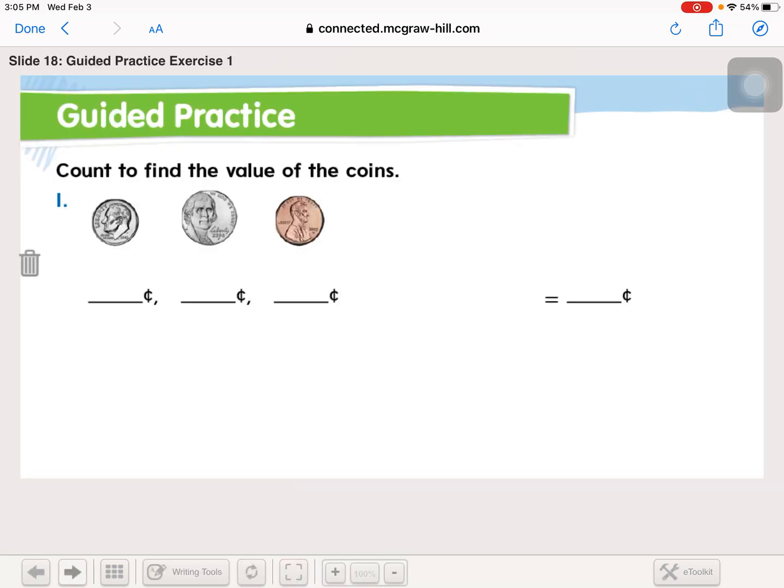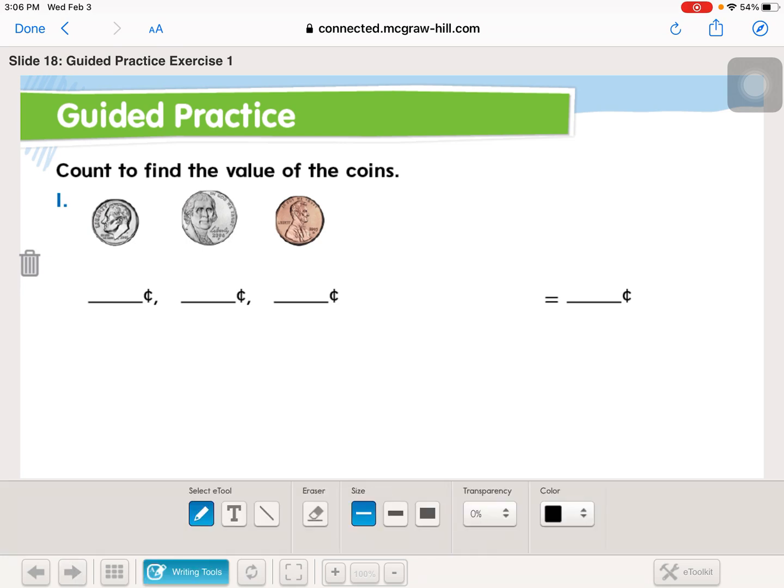Okay, so let's do some practice together. Will you open up your MyMath book to page 484, and we're going to do 2 problems together. So this one says count to find the value of your coins. This first one is a dime. How much is a dime worth? 10 cents. The second one is a nickel. How much is that worth? 5. And the penny. So 10 plus 5 is 15. 15 plus 1 is 16, so total we have 16 cents.